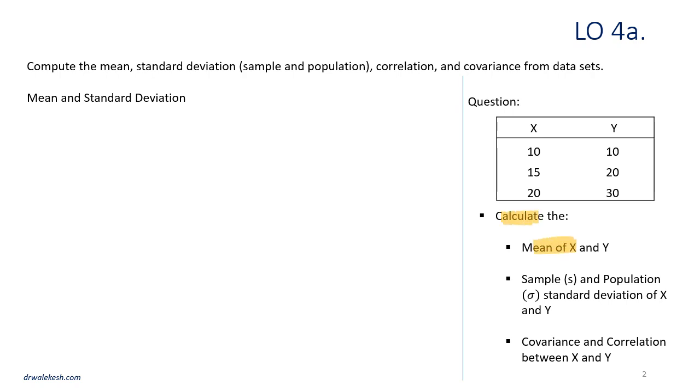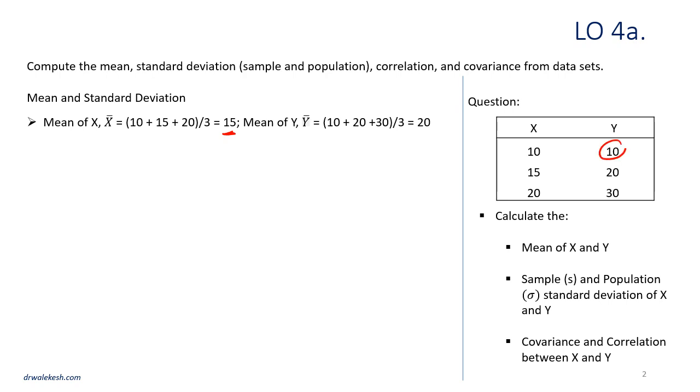Calculate the mean of x and y. To compute the mean of x, it will be 10 plus 15 plus 20, all divided by 3. And that should be 15. To calculate the mean of y, it will be 10 plus 20 plus 30, all divided by 3, and that should be 20.